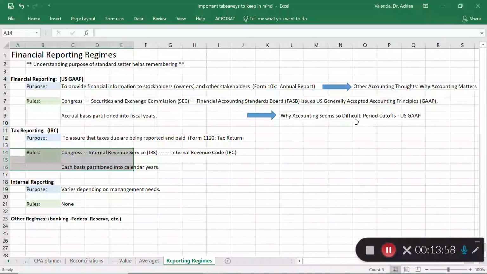Check out these other two videos because I think this is real important, especially this one here. Sometimes we don't give thought as to why accounting is so important here in the United States. The GAAP rules and the financial reporting function, how important it is. And look at that one.